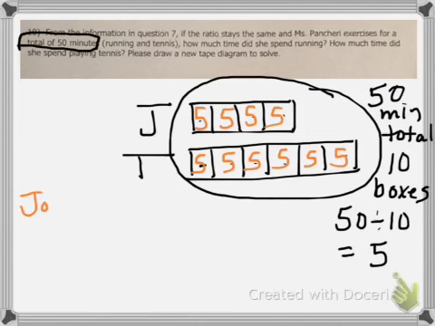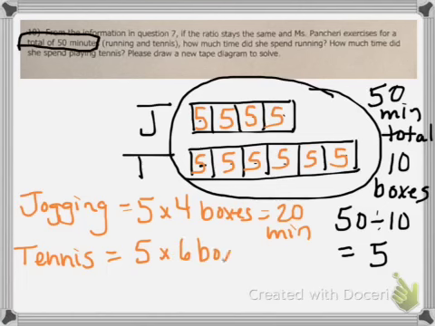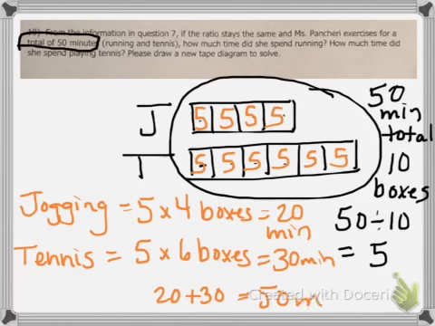So my jogging, we have 5 in each box times 4 boxes. That's 20 minutes. And for my tennis, we have 5 minutes in each box times 6 boxes. That gives us 30 minutes. And as a check, we can do 20 plus 30. That does give us a total of 50 minutes.